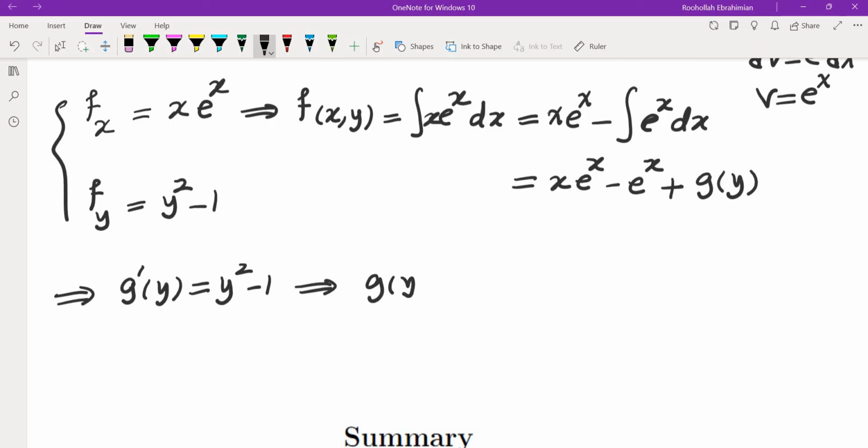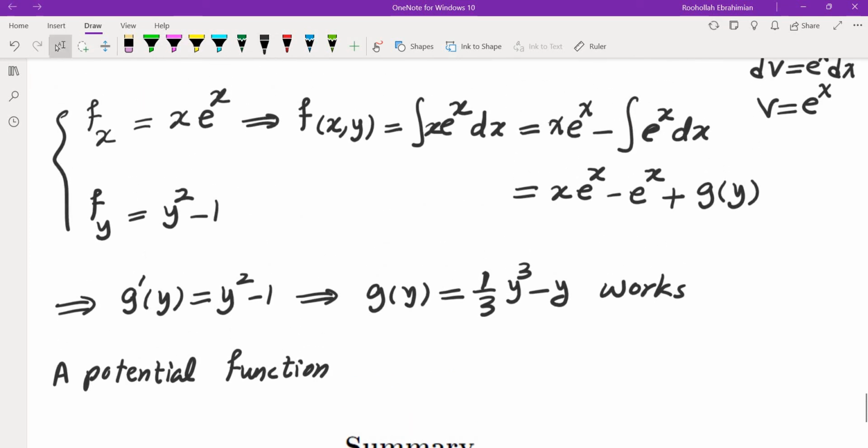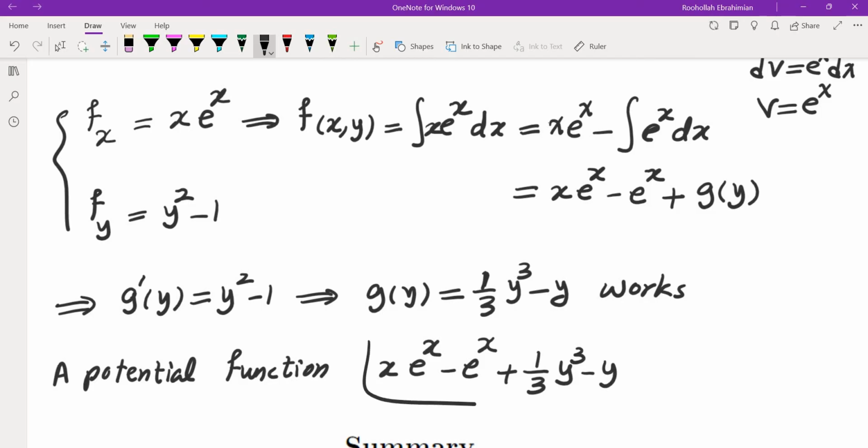So we can integrate and get one potential function because that's what they asked us to do. They didn't ask us to find all potential functions. They asked us to find one. So a potential function is going to be, we'll just plug this back into f: x e to the x minus e to the x plus 1/3 y cubed minus y. So this is a potential function.